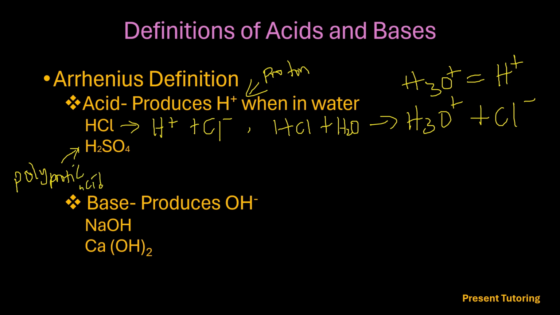We call it polyprotic because it produces multiple protons or multiple hydrogen ions. So this H2SO4, which is sulfuric acid, ends up producing 2H+ and SO4 2-.